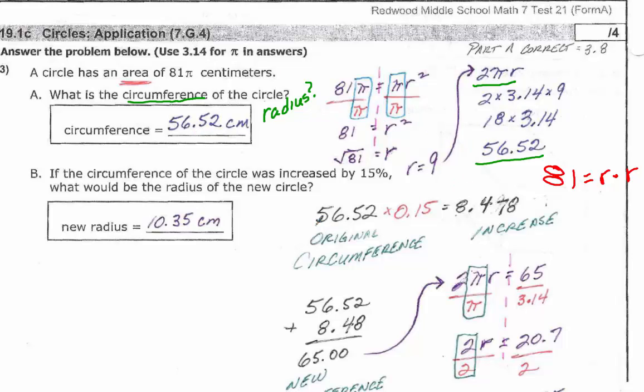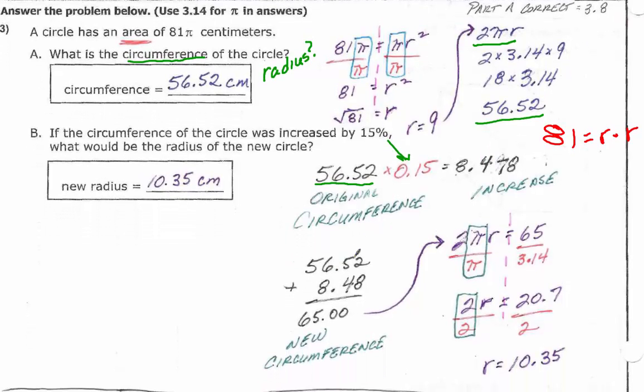Then that comes down, because the next question is, if that circumference was increased by 15%, there's the 15%, what would be the radius of the new circle? So we increase it by 15%, which is 8.478. We bring that down in its rounded form. We've been rounding everything to the nearest hundredth. We bring down the 56.52. We add those together. There's our new circumference, 65.